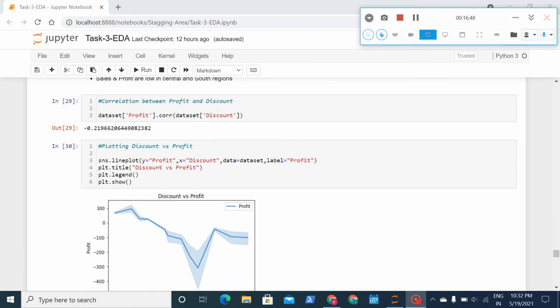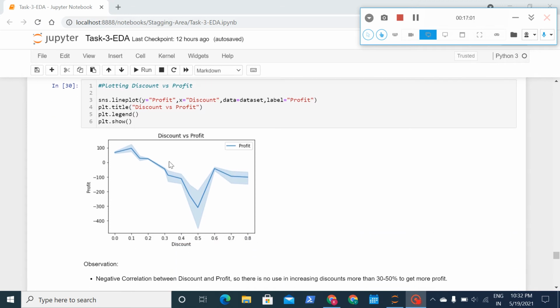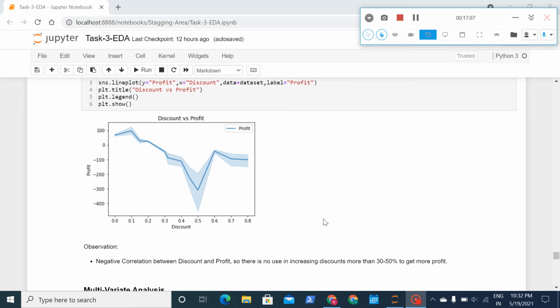Next, we will be calculating the correlation between the profit and discount. That is, how much these two variables depend on each other. We can see that there is a negative correlation. In the plot, as the discount increases, profit decreases. So there is an abrupt negative correlation between discount and profit.